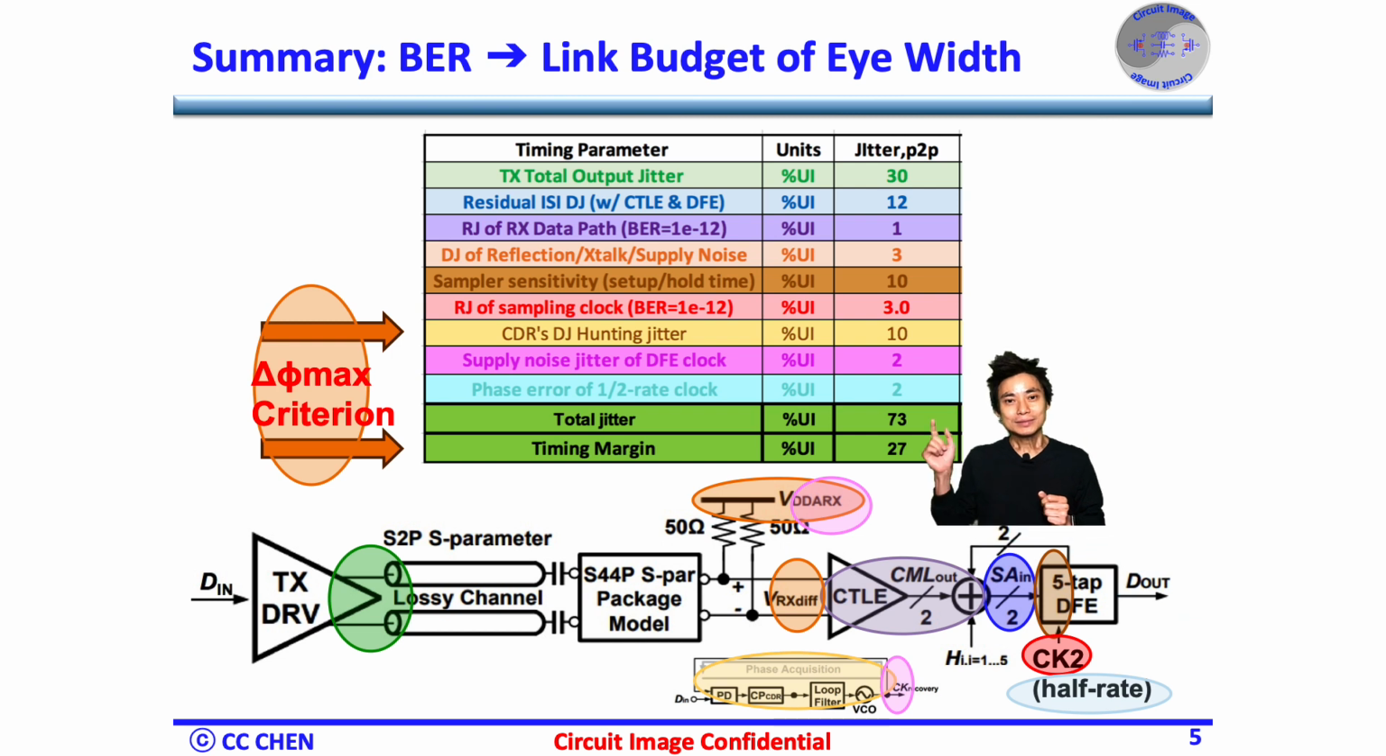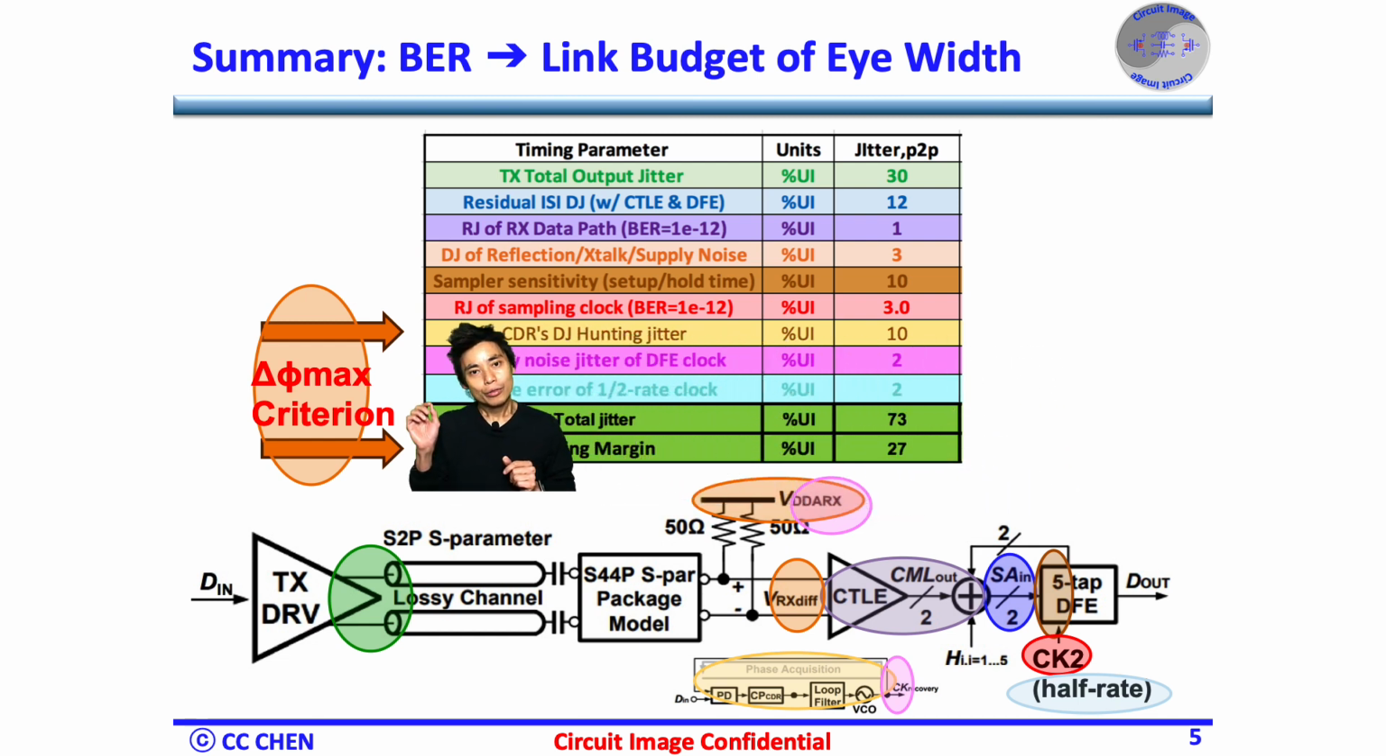For example, the total eye closure is 73% UI, so the link budget of the eye width is 27% UI to make the link meet a bit error rate of 1e-12 with a certain timing margin. If you do more link budget exercises, you could realize that the link can even meet a bit error rate of 1e-15. On the other hand, we can even know the tolerable phase error between the data and clock phase would be 37% UI from the CDR's hunting jitter and total timing margin.